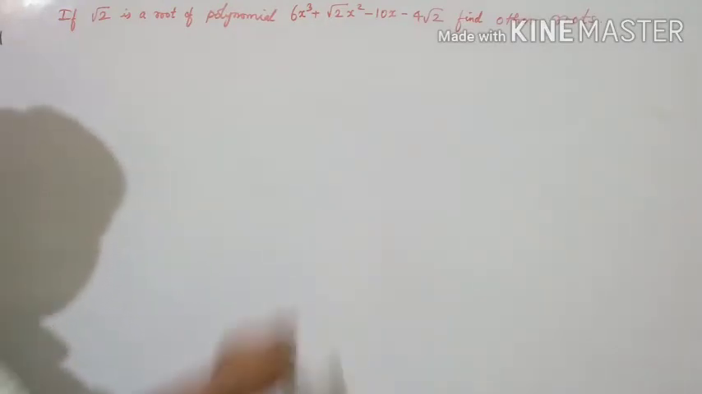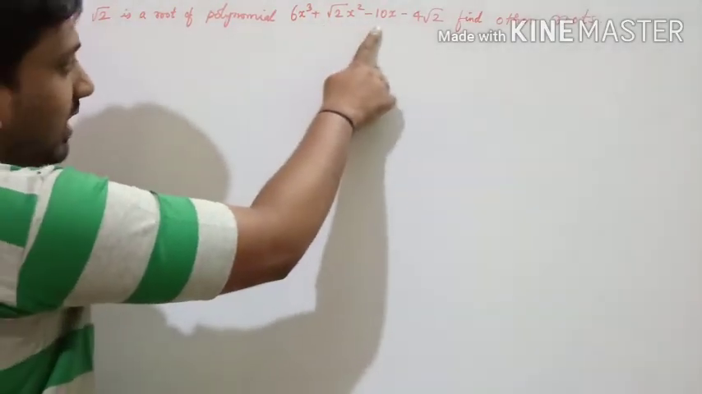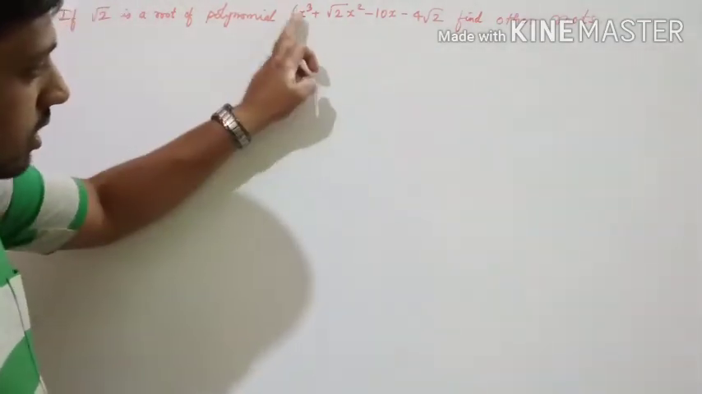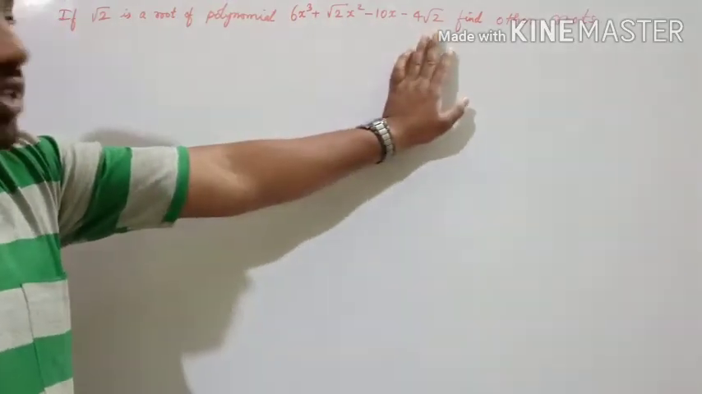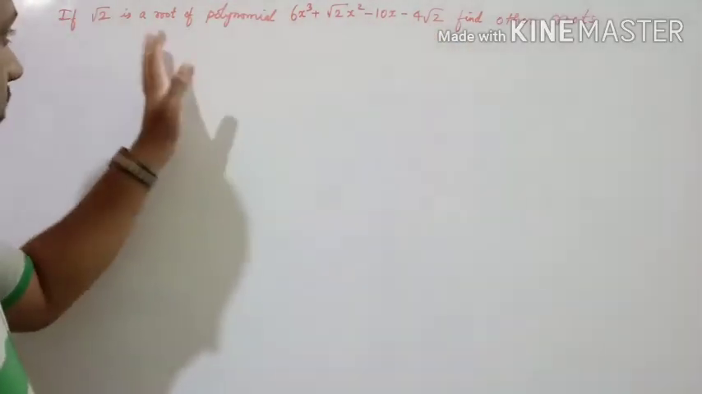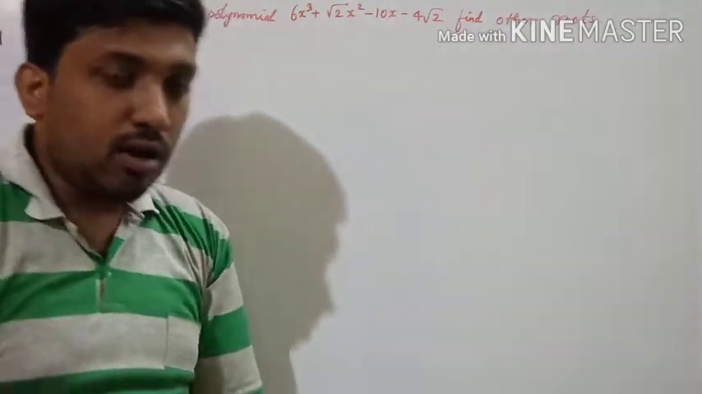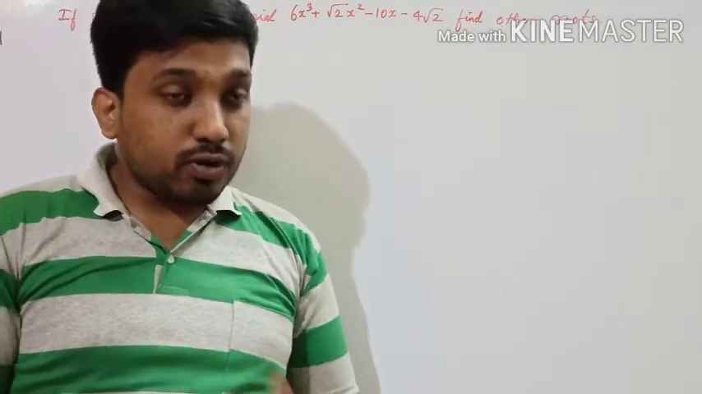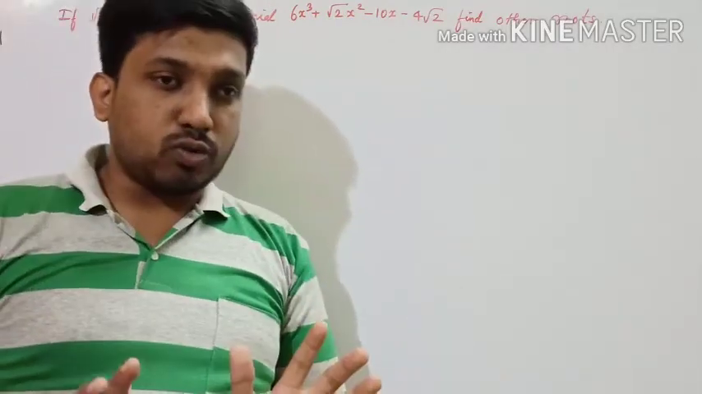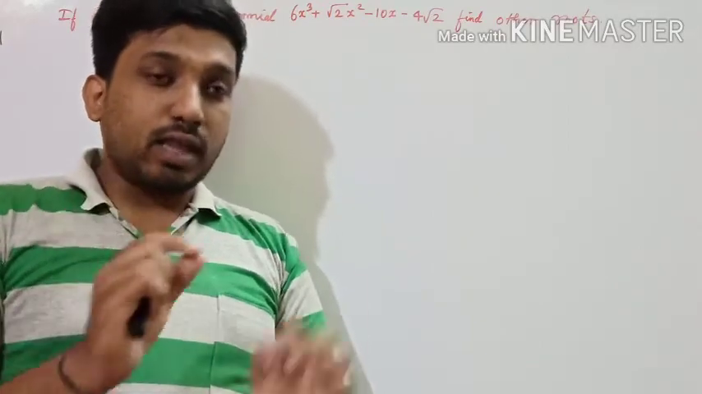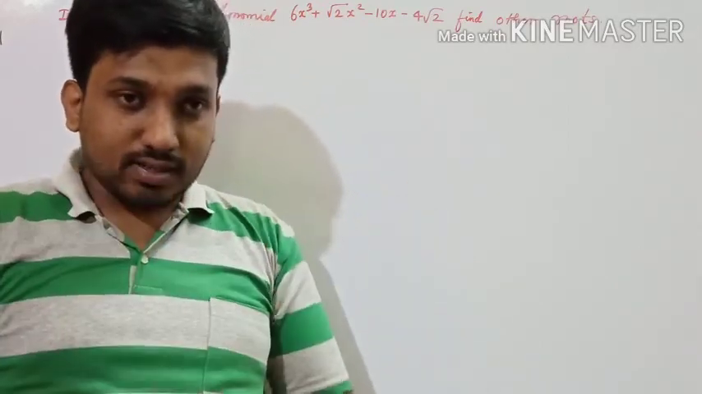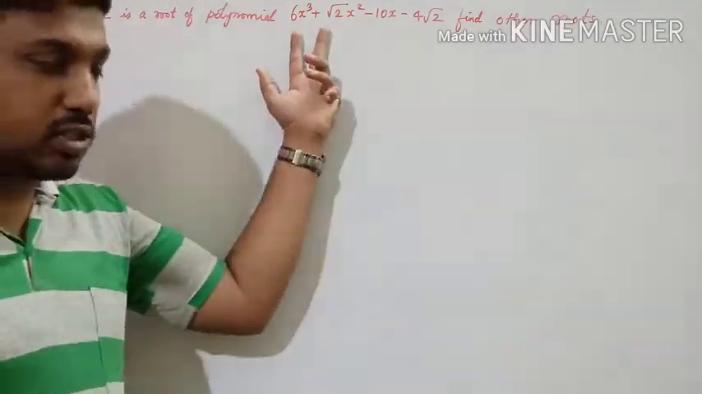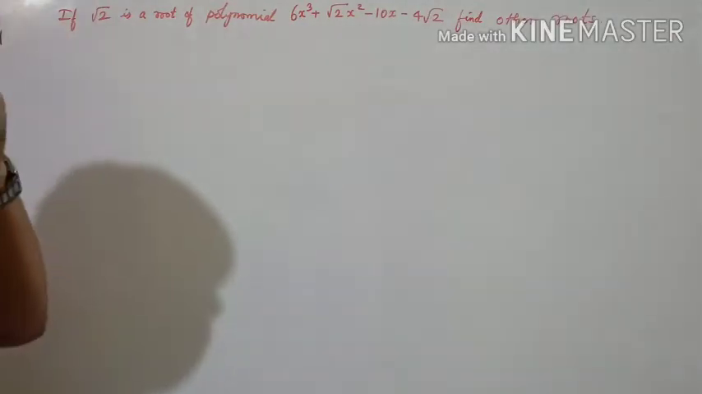They have given a polynomial, that is 6x cube plus root 2 x squared minus 10x minus 4 root 2. So this is the standard form. It is a cubic polynomial, right? The degree is 3: x cube, x square, x and a constant. Always for a cubic polynomial we have 3 roots. For a quadratic we have 2. For a biquadratic 4. For a polynomial with degree 5, we will have 5 roots, which means the curve will be touching the x-axis in that many places. For a quadratic equation, 2 places. For cubic, 3 places. So here we have a cubic equation, and they have also given a root.